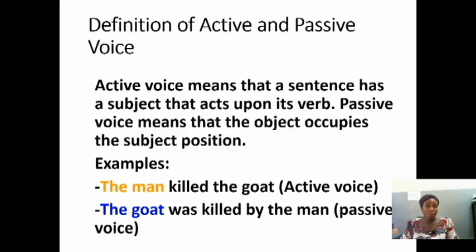The first example says, "The man killed the goat." This sentence is in the active voice. The man, the subject, takes the action of killed. Right? And then we have the goat, which is the object in the sentence. If we are to turn that sentence to the passive form, it becomes "The goat was killed by the man." So the goat, which is the object, has taken the position of the subject in the sentence.